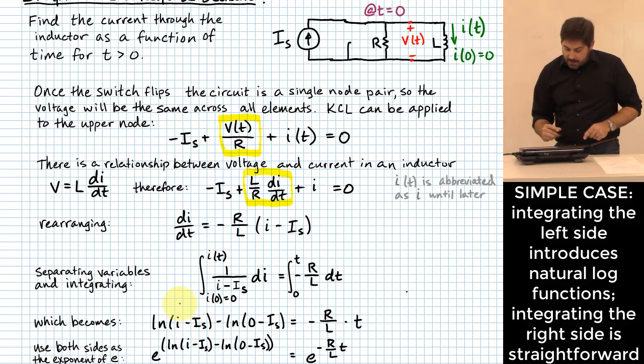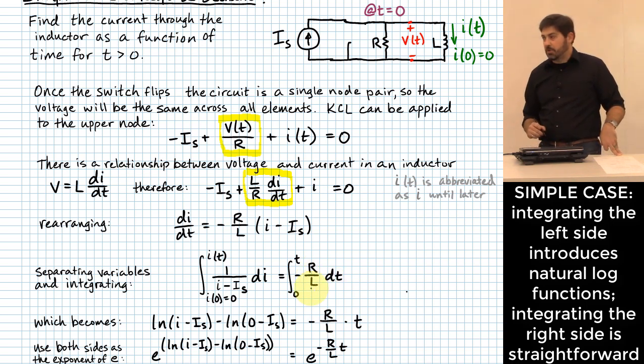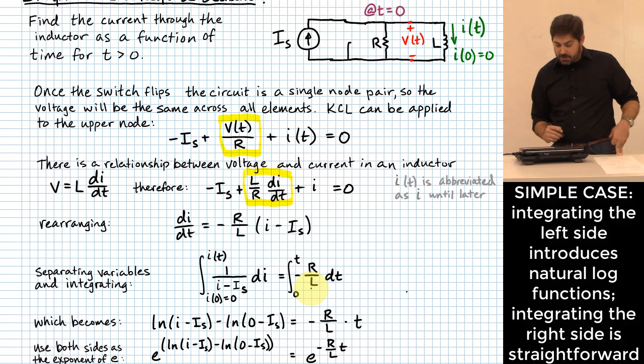Because I have two limits of this integration, I basically have two natural logs. The one on the left would be what you get out of the upper limit of integration, and the one on the right would be what you get out of the lower limit of integration. On the right side, integrating R over L dt from 0 to t is pretty simple. All you end up with is minus R over L times t.